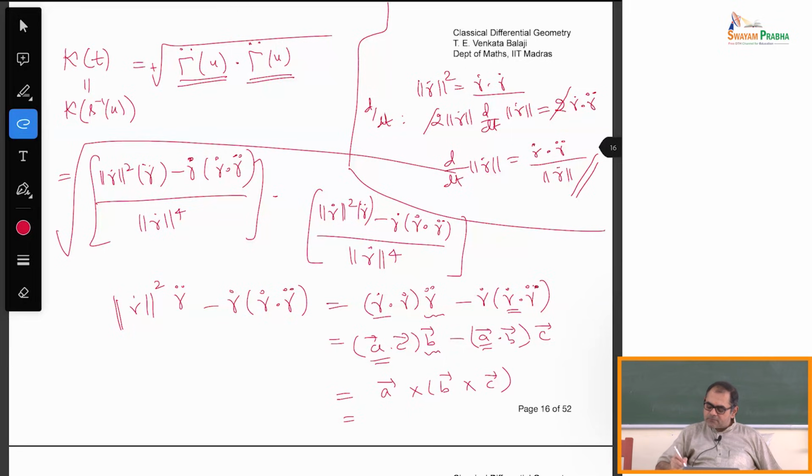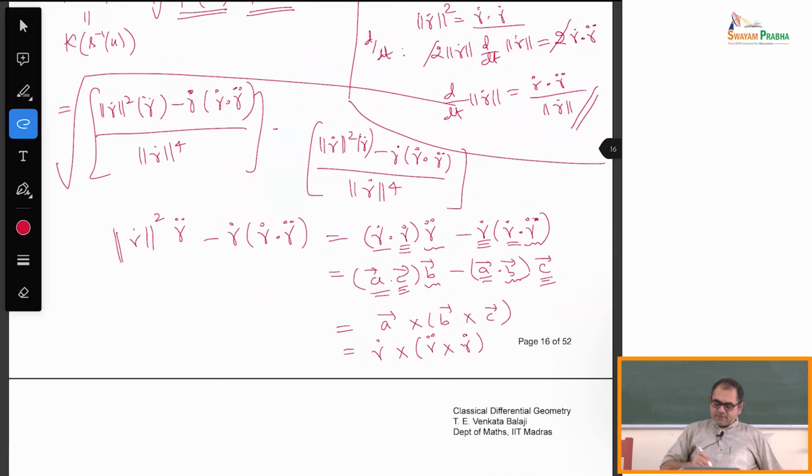That is here. Okay, and your C is again gamma dot, and that is correct. Okay, so if you make this comparison, then you will see that you will get gamma dot cross B is gamma double dot cross C is again gamma dot.